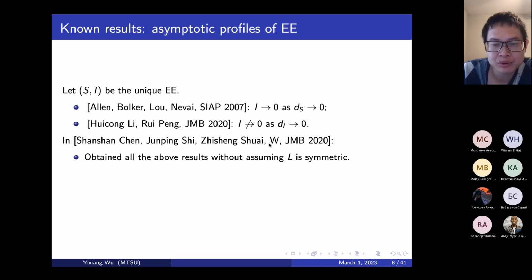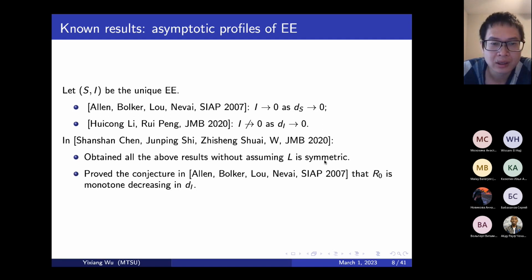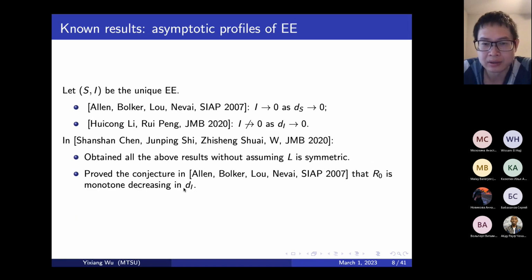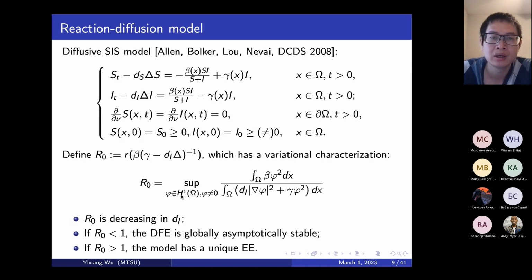And recently, we are able to obtain all the above results without assuming L is symmetric. We are also able to show that R0 is decreasing in D_I without assuming L is symmetric. Well, I don't know why in the original paper they proposed R0 being decreasing in D_I as an open problem. You will see later on that if L is symmetric, this result is easy to show.